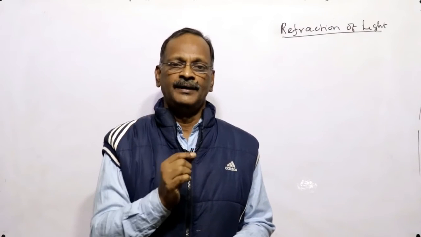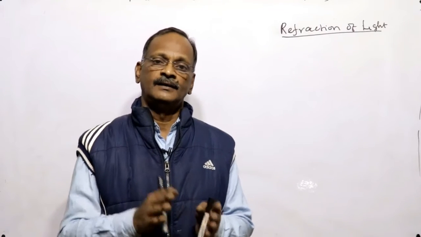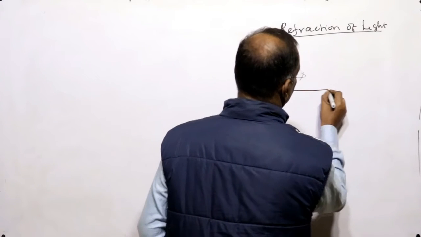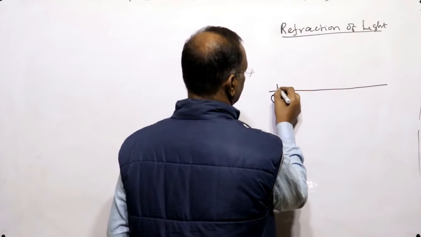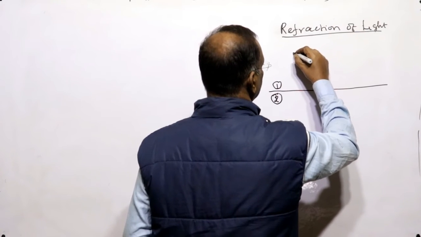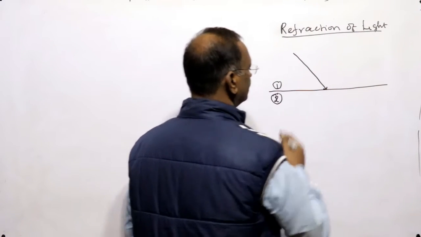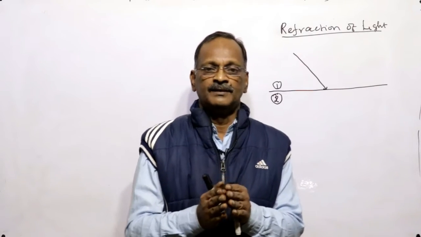When light rays travel from one medium to another medium that is optically denser, and the second medium should be transparent, this is medium 1 and this is medium 2. This is the boundary of the two media, which we call the interface. Interface means the region which separates both the media.